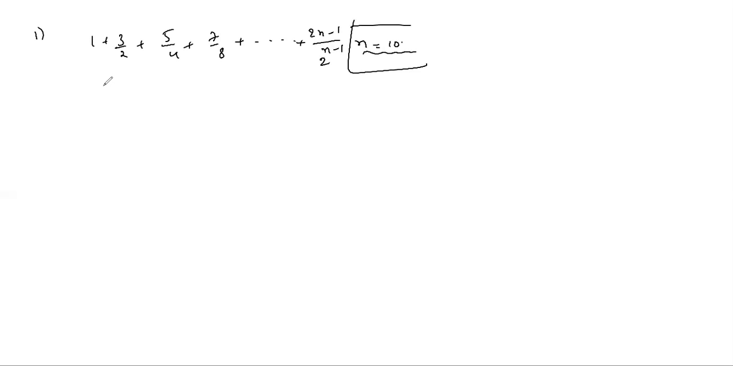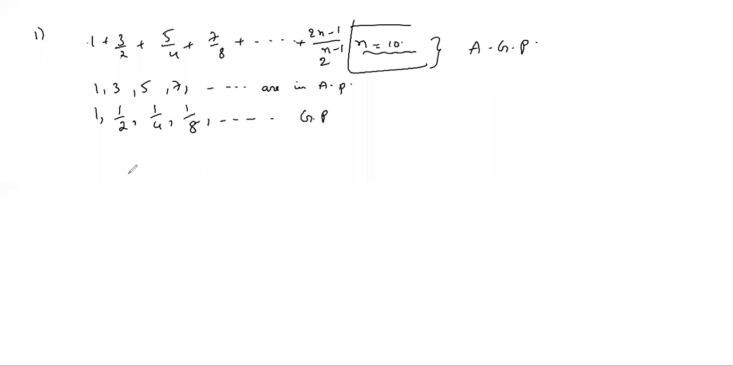See here, first 1, 3, 5, 7, and so on. Those are in arithmetic progression, AP. Next, the second sequence 1, 1 by 2, 1 by 4, 1 by 8, and so on. You have to check these two separately. These are in GP. So this sequence is in AGP. 1 plus 3 into 1 by 2 plus 5 into 1 by 2 square, 7 into 1 by 2 cube, and so on. Last, 2n minus 1 into 1 by 2 power n minus 1. This one you have to take as S.